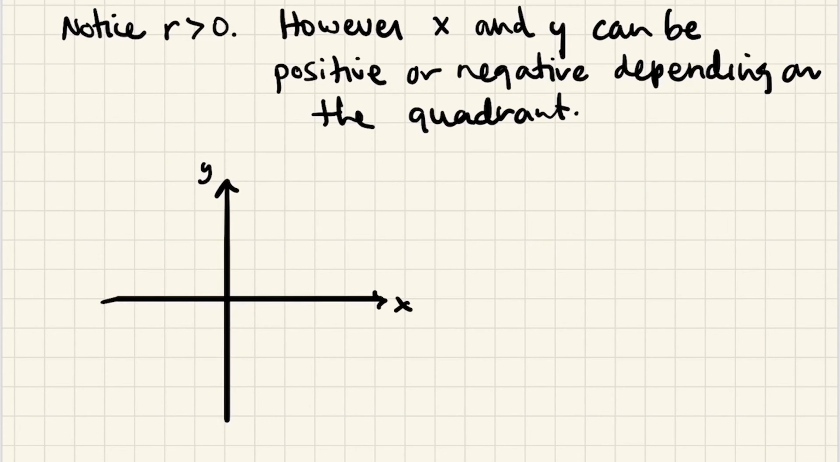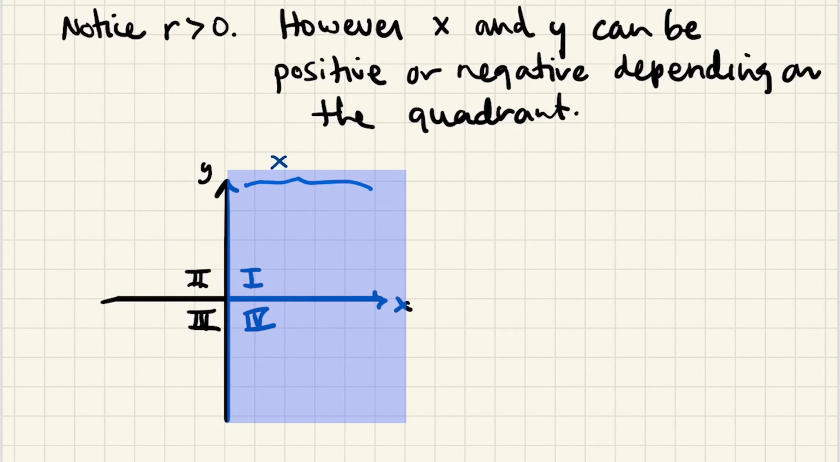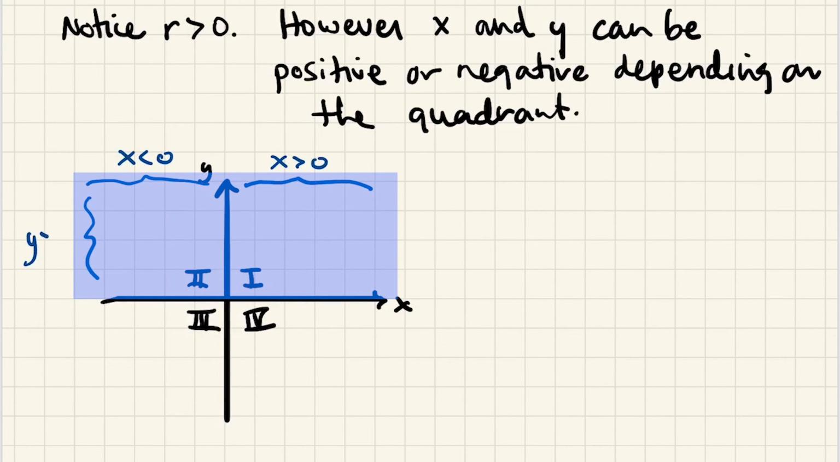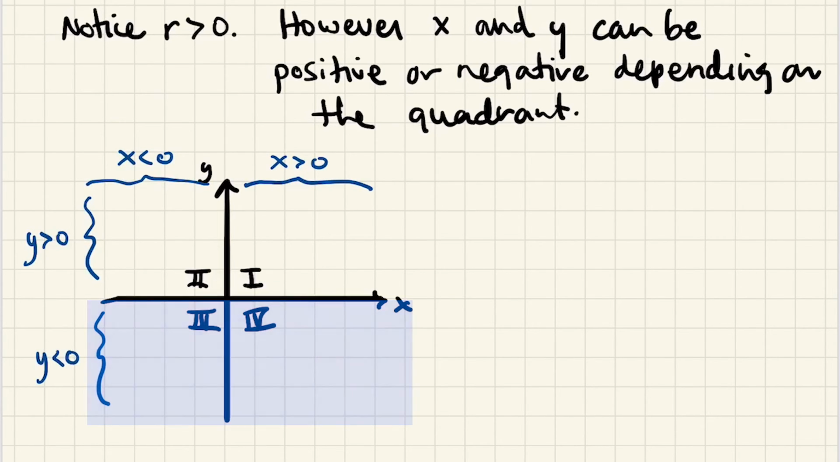All right, let's take a look at the quadrants here. So we have quadrant 1, 2, 3, and 4. Now on the right half plane, we know that x is positive, and on the left half plane, we know that x is negative. In the upper half plane, we know that y is positive, and in the lower half plane, we know that y is negative. So each quadrant involves some combination of x and y being positive or negative.